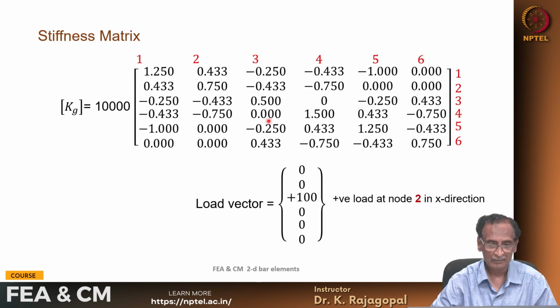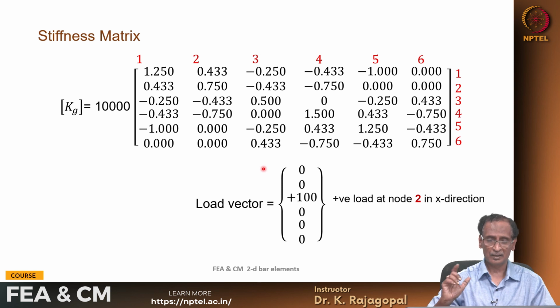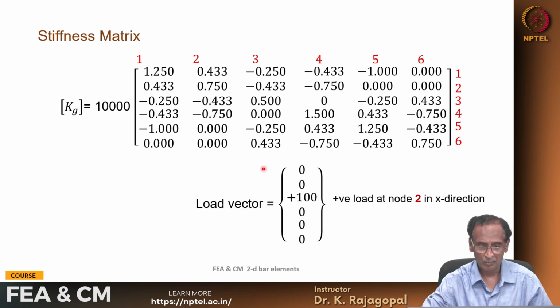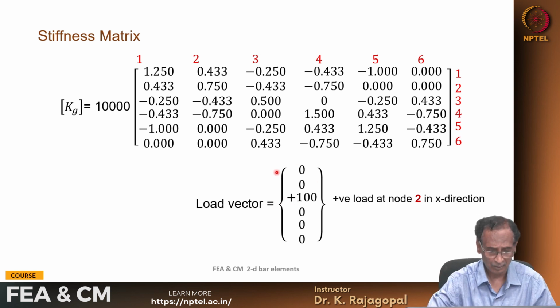Okay. So if you add up, this is your total stiffness matrix, and then for the load vector, there is only one load, 100 kilonewtons, applied at node 2 in the positive x direction. So this is our load vector, and this is our stiffness matrix.